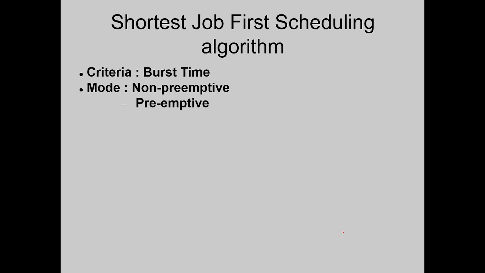In the previous topic we studied the first come first serve scheduling algorithm, which is only based on non-preemptive scheduling. In today's topic we are going to study another scheduling algorithm, that is the shortest job first scheduling algorithm. By the name you will understand that the process which has the shortest job will be considered first.